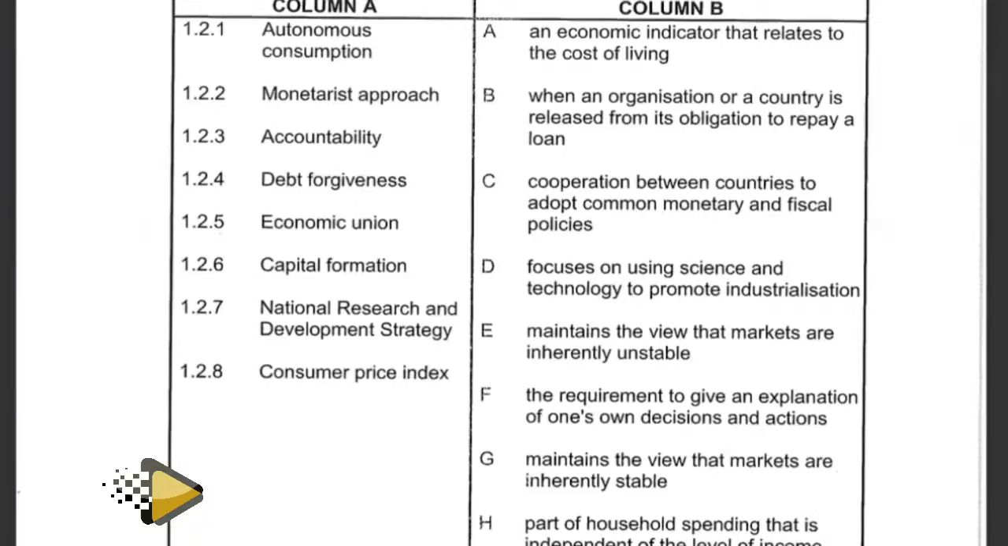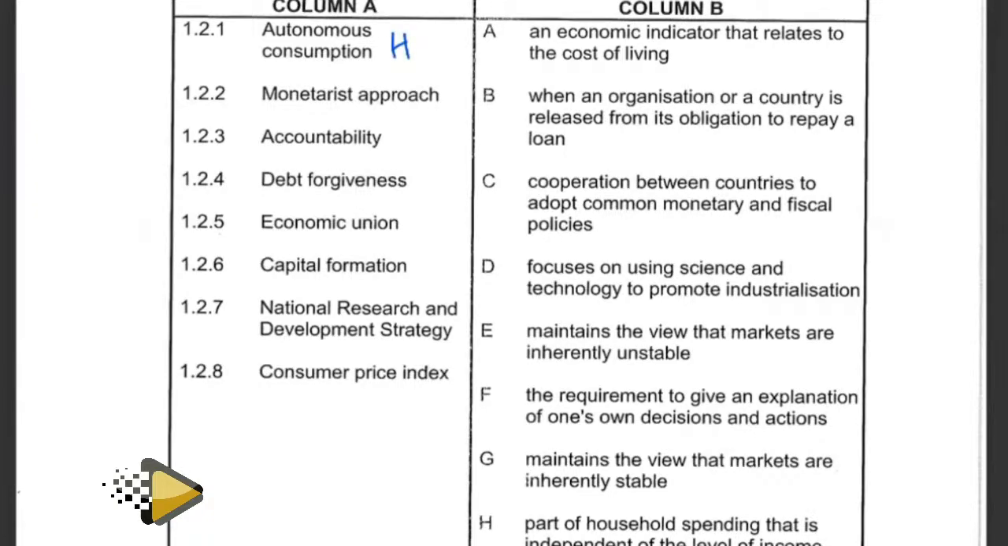Okay, right. So now grade 12s, whenever we talk of autonomous consumption, we refer to that part of consumption where the households are just spending without having a proper income. If we check the options given in this regard, our appropriate option is going to be H, that says part of the household spending that is independent of the level of income. So it means that our 1.2.1 is H.